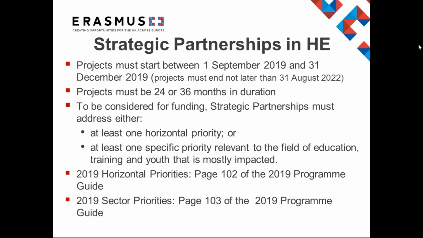So an example of a horizontal priority is social inclusion. Priority will be given to actions that help address diversity and aim to tackle discrimination, segregation, racism, bullying, including cyberbullying, violence, fake news, and other forms of online misinformation.